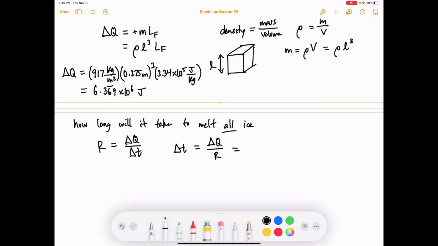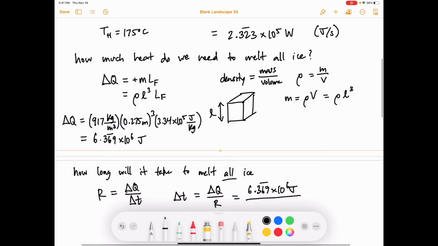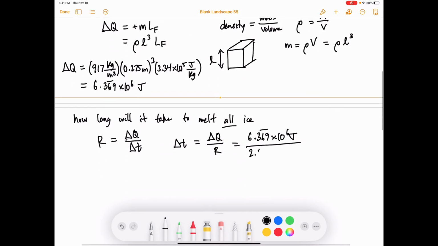So what's delta Q? 6.369 times 10 to the 6 joules. That's how much energy it's going to take to melt all the ice. Divided by R, which we calculated up here, is 2.323 times 10 to the 5 watts, or joules per second. So we get an answer in seconds, 27.42, or about 27.4 seconds.